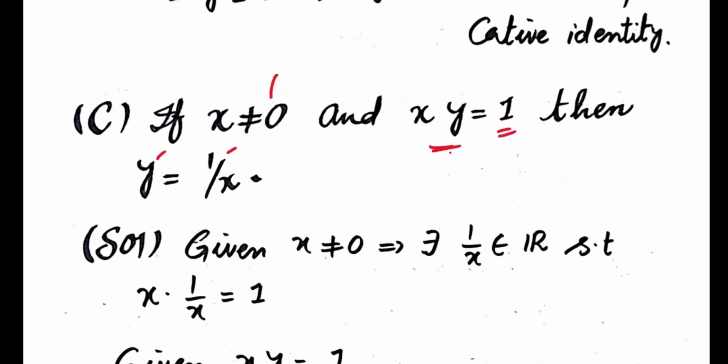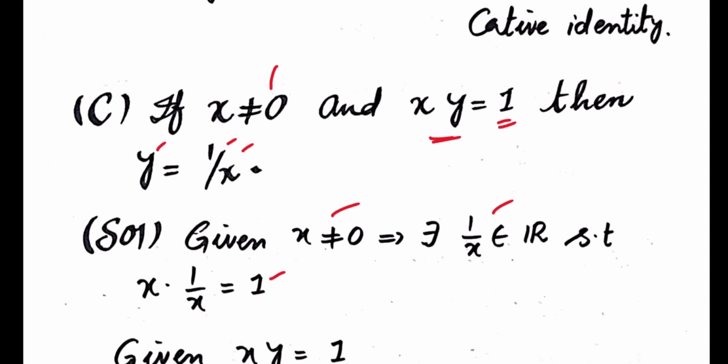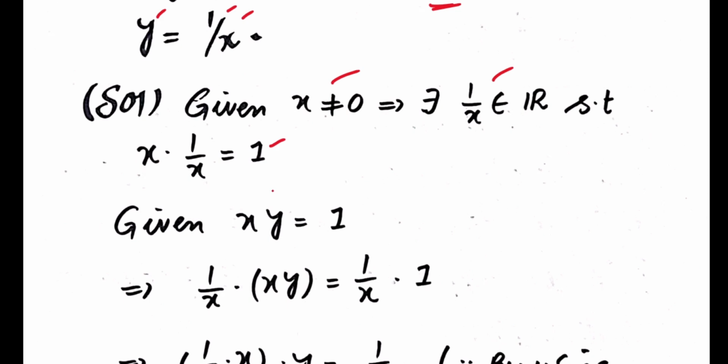In other words, you can say that if the product of two numbers is equal to 1, then one is the reciprocal of the other. Given x is non-zero, its reciprocal 1 over x exists, such that x into 1 over x is equal to 1. It is given that xy is equal to 1, multiply on both sides by the reciprocal 1 over x, we have 1 over x into xy is equal to 1 over x into 1.